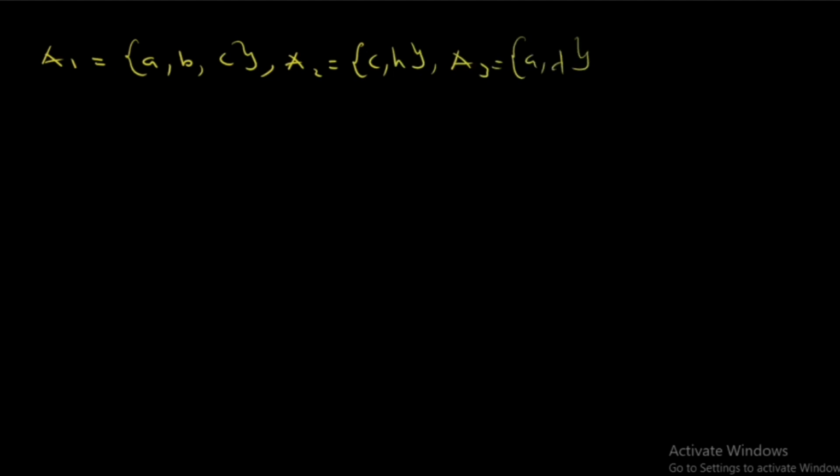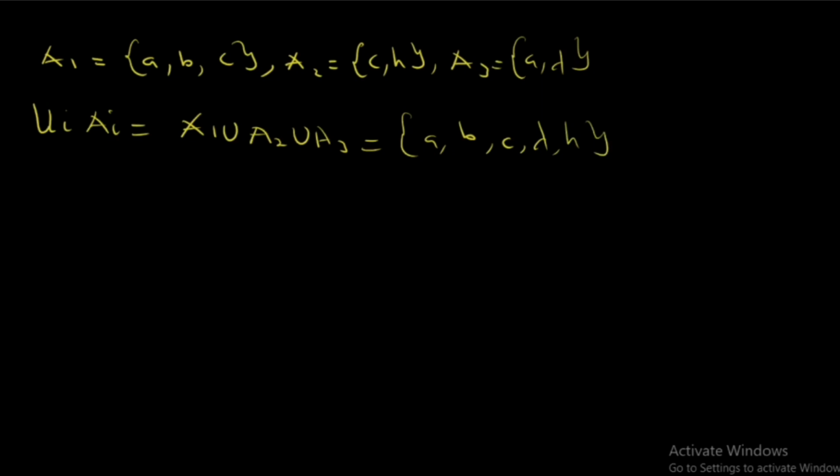Let's take an example from this expression. If A1 is equal to A, B, and C, and A2 is equal to C and H, and A3 is equal to A and D, then we could write that the union of Ai is equal to A1 union A2 union A3, which is equal to A, B, C, D, and H. I hope you got that.